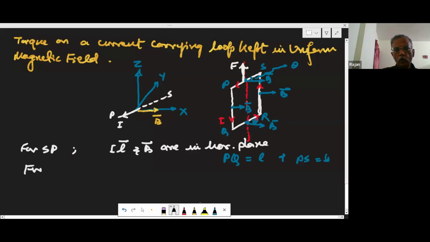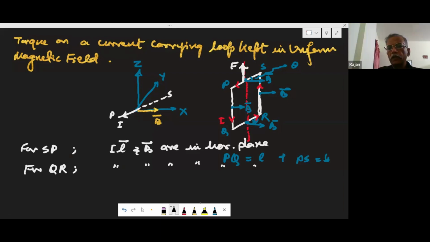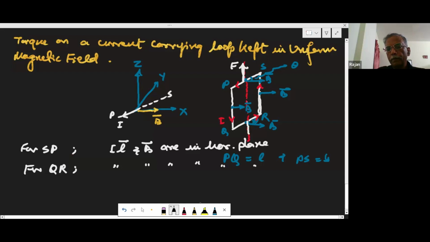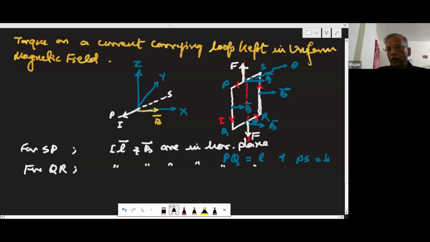Similarly for QR, the same thing. IL and B are in the horizontal plane. It will be downwards. Yes, you are right. If you rotate your right hand fingers from the first vector to the second vector, that is IL to B, you'll have to rotate clockwise. From the top, I have to rotate clockwise, so downward. So F is acting downward.